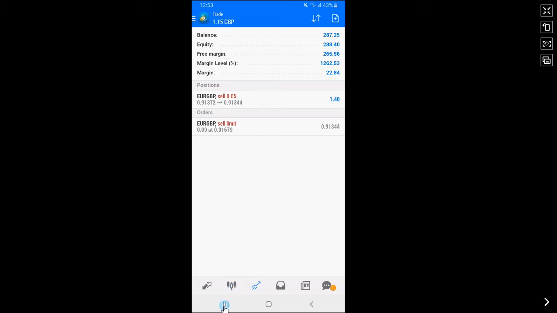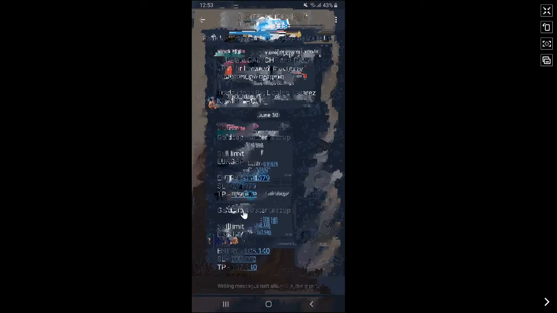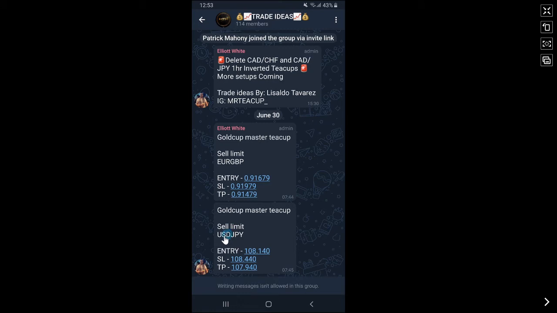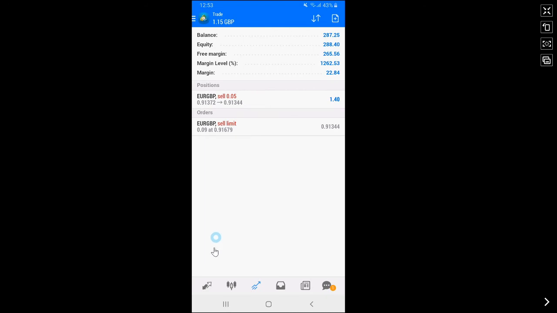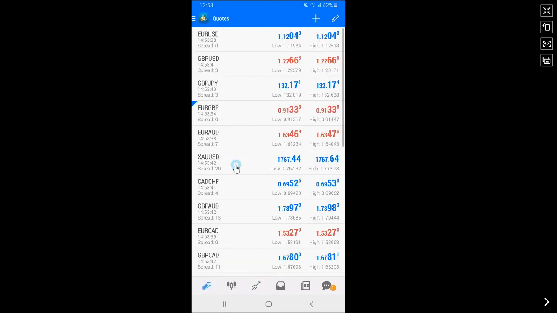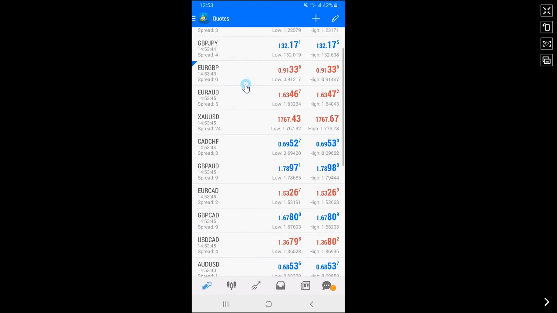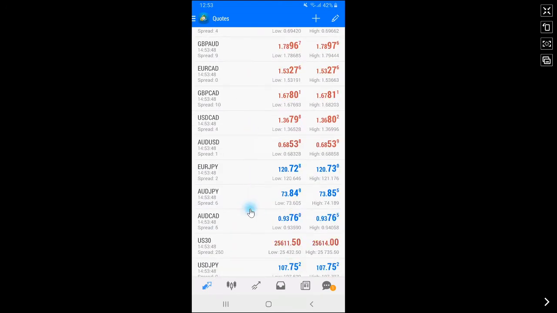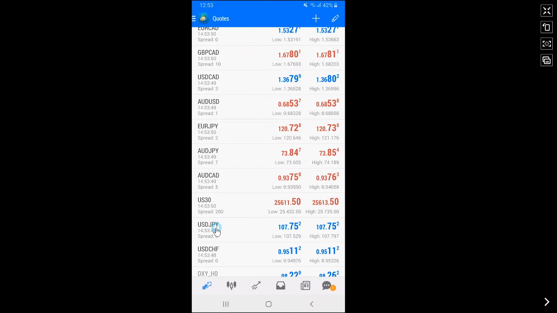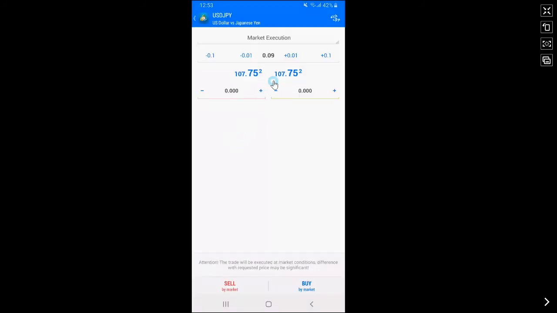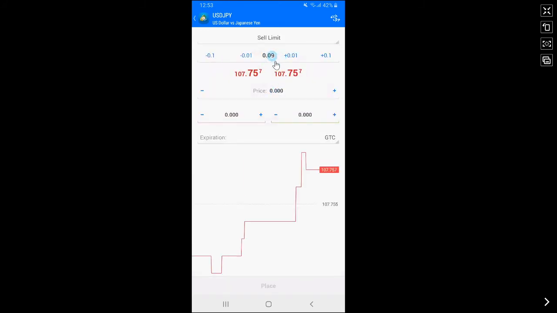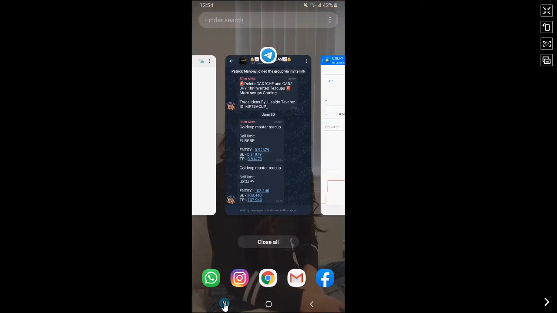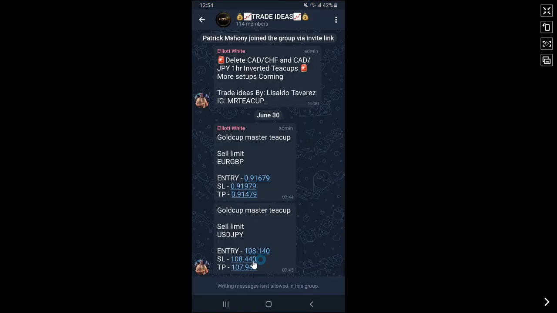So if we do one more, sell limit USD JPY. So if we find that, we scroll down, and as you can see there's USD JPY here, new order, sell limit. We've got our lot size already in place. The entry is 108.140.